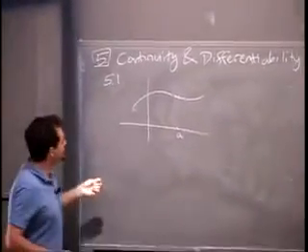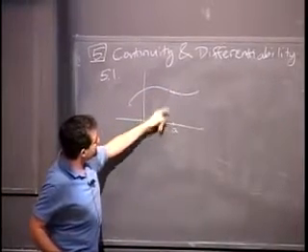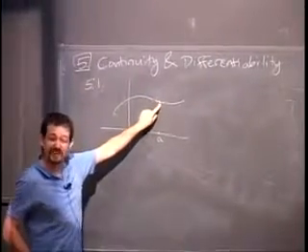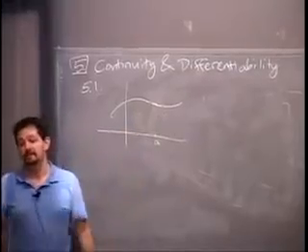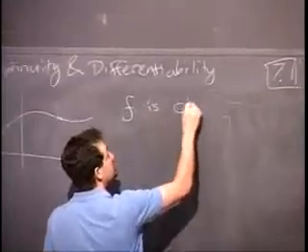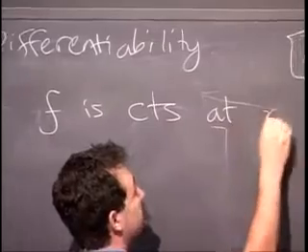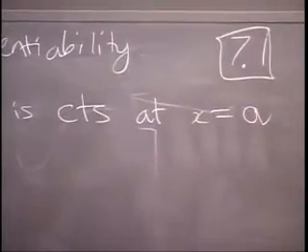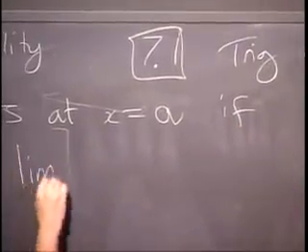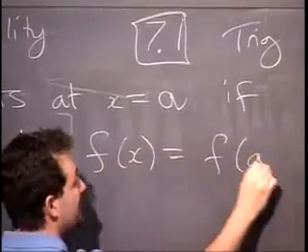So how am I going to define it? Well, what this means is when I come to x equals a from the left, I want the function to approach the height that it is at a, and the same from the right. So basically, a function f is continuous, and I'm going to write this as CTS to save time, that means continuous at x equals a, or just at a, if the limit as x goes to a of f of x equals f of a.